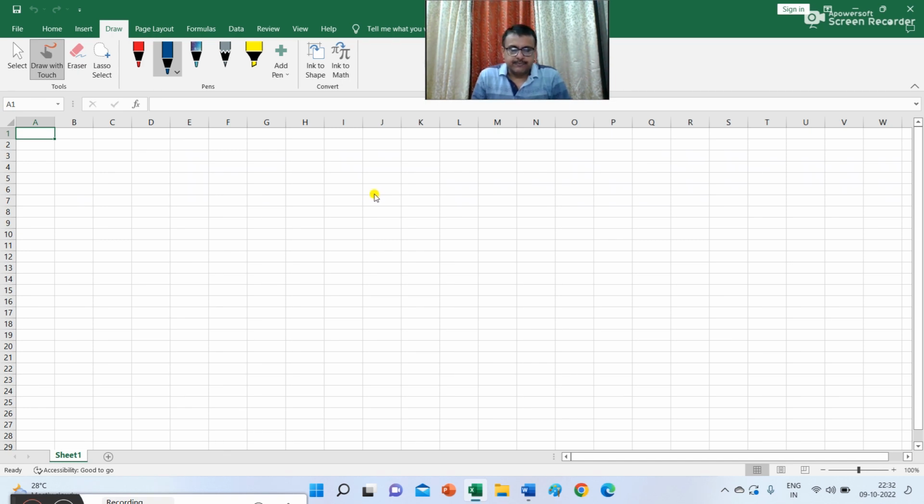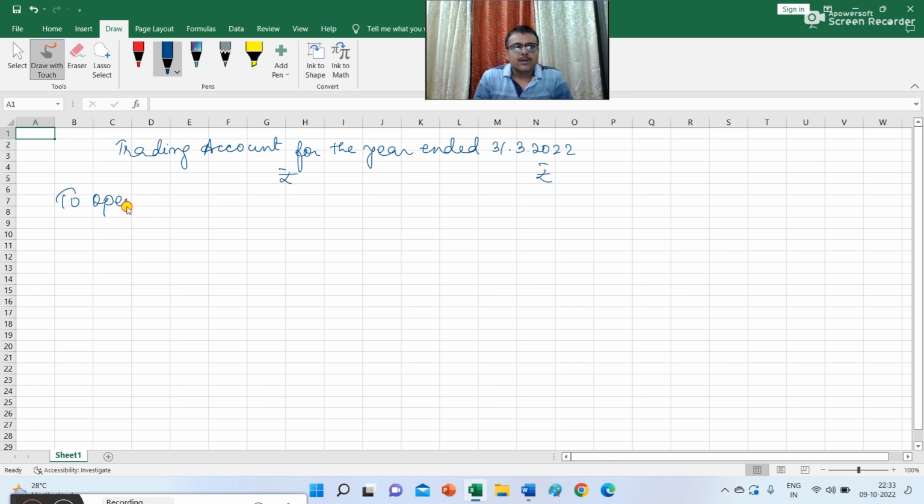So let us proceed. This is the trading account we have to prepare first. Trading account for the year ended 31st March 2022. So we have the debit side and the credit side. The opening stock was given as 3 lakh rupees.